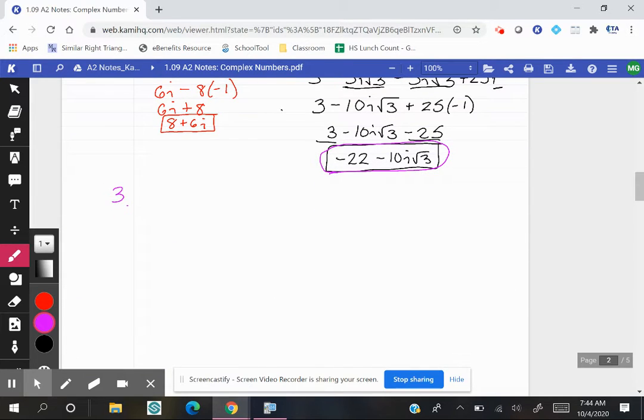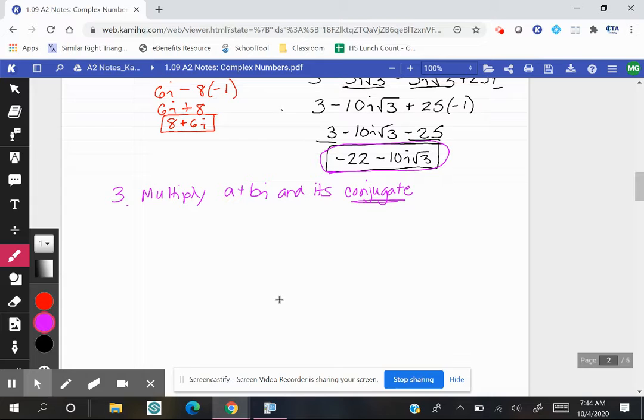Okay, moving along here, I want you to multiply. We talked briefly about this in one of our other notes. a plus bi and its conjugate. This word conjugate, it's really, really important and comes up a lot on the Regents, on tests. You need to know how to find the conjugate and what that means.